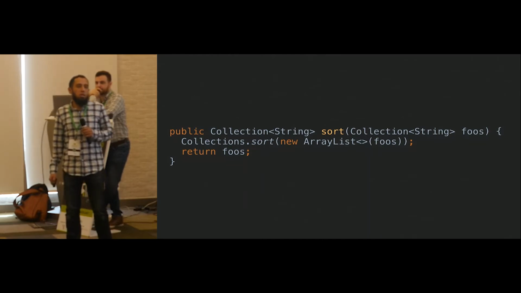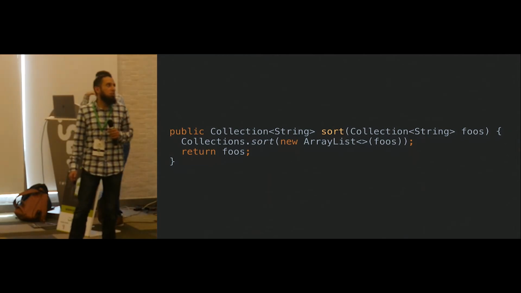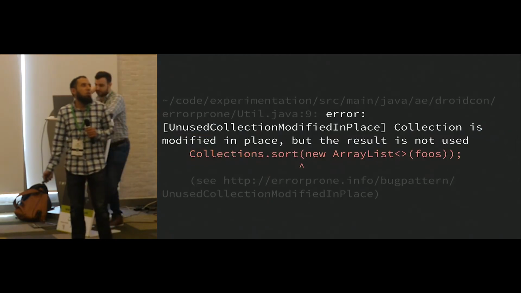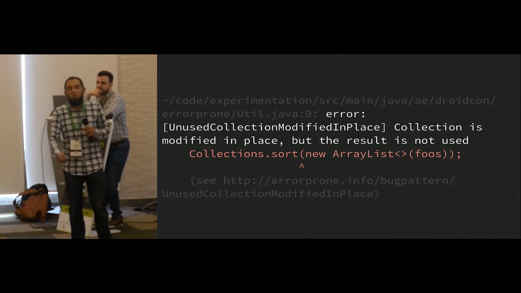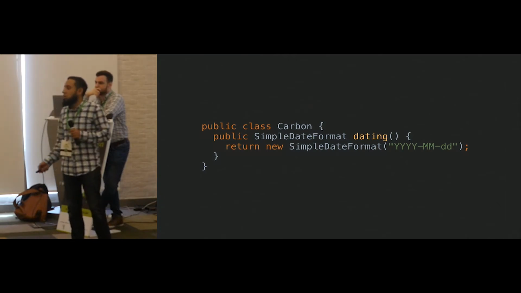Error Prone is a tool made by Google for checking Java code. So let's jump into some examples. Here's one example where we're trying to sort this collection, but we're accidentally returning the original unsorted collection. It tells us the collection is modified in place, but the result is not used, which again might be super hard to catch during code review time.